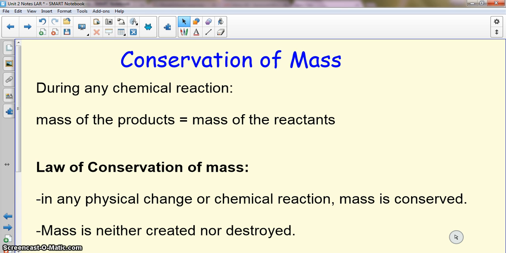Conservation of mass is something we observe for all changes that occur. Any time that you have a physical or chemical change, you are going to have to finish with the same mass at the end as what you started with. So whatever your products are will be equal to the mass of your reactants. Think for a moment about breaking apart water.